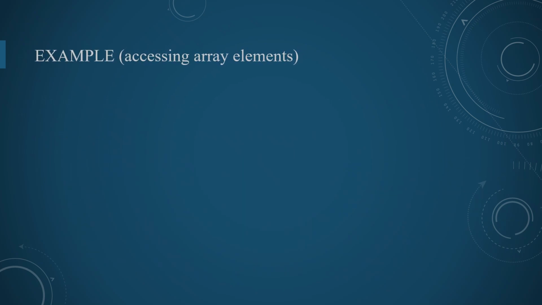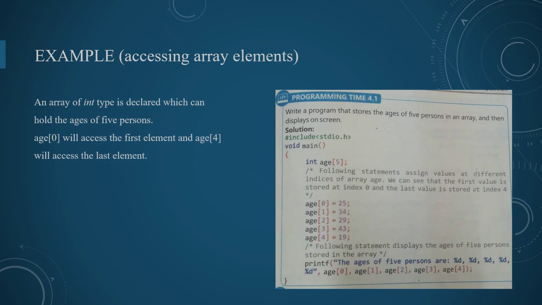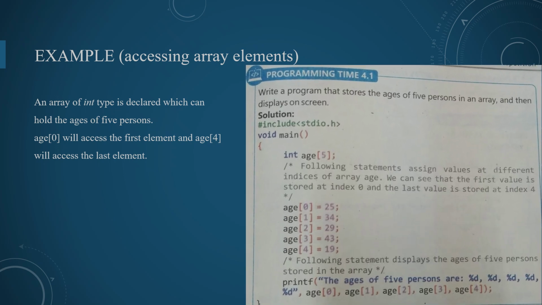Here is an example of accessing array elements. An array of int type, integer type, is declared which can hold the ages of 5 persons. age[0] will access the first element and age[4] will access the fifth element, that is the last one.